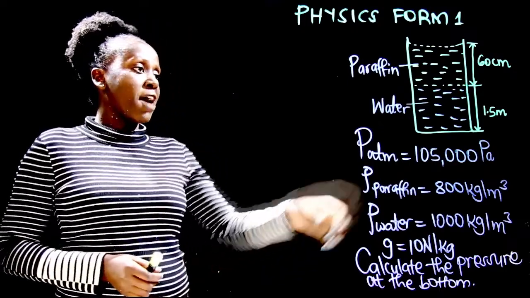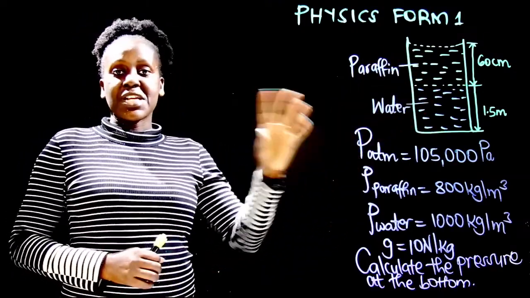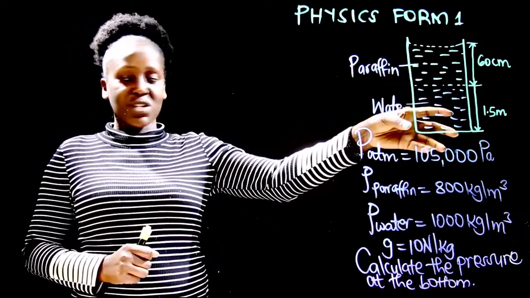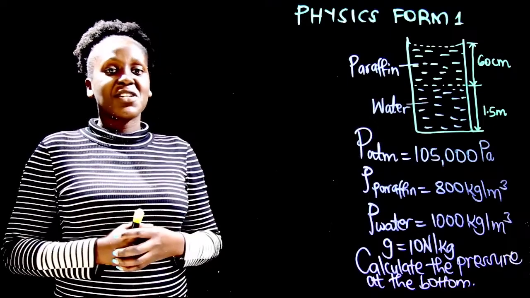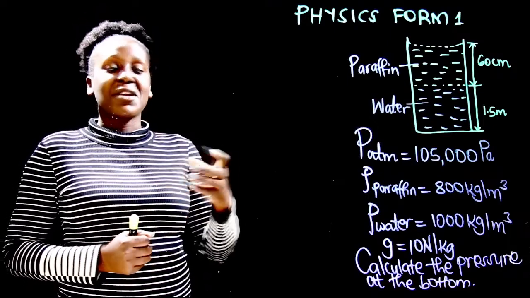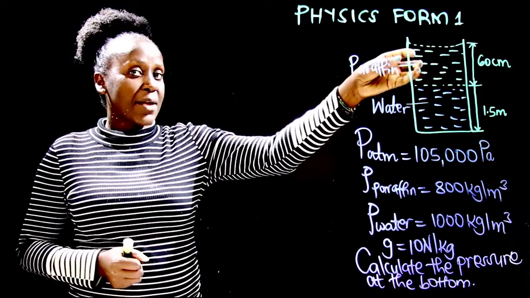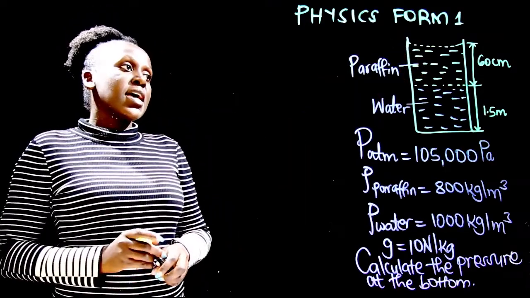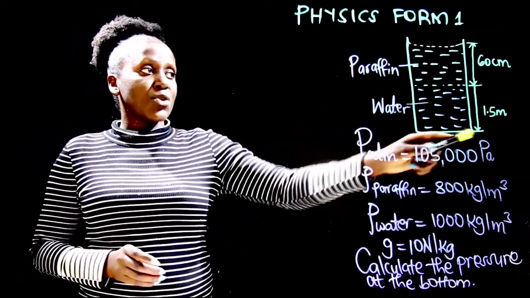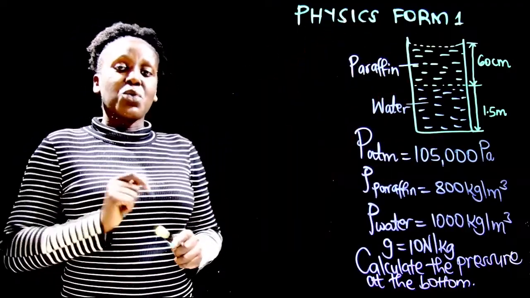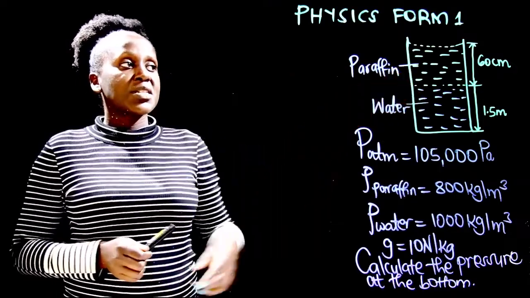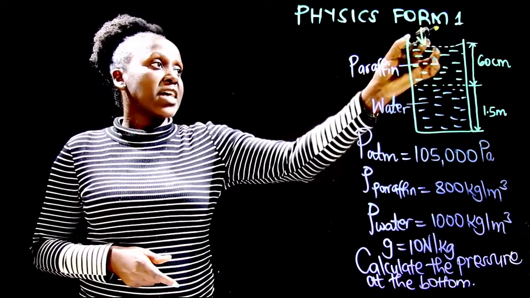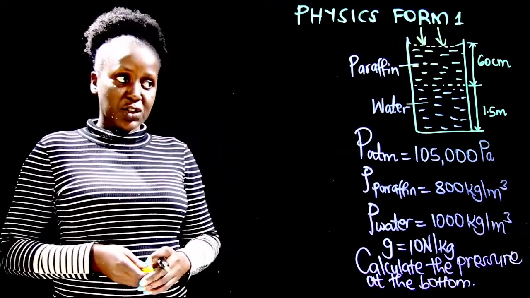Like you can see, we have a container. This container has two liquids. It has paraffin, then it has water. We all know that paraffin does not mix with water, and paraffin settles at the top. Why? Because it has a lesser density than water. Now, this container is open at the top, which means that the two liquids are experiencing atmospheric pressure, which is acting in the downward direction.